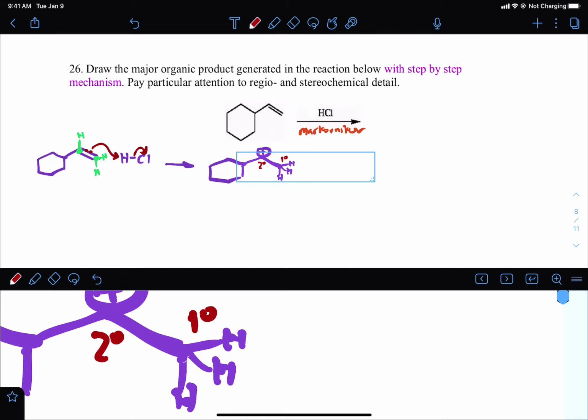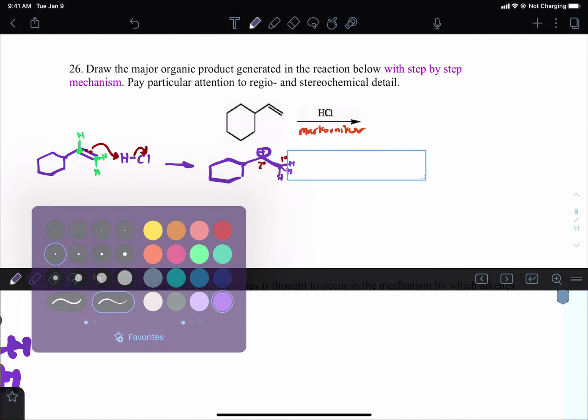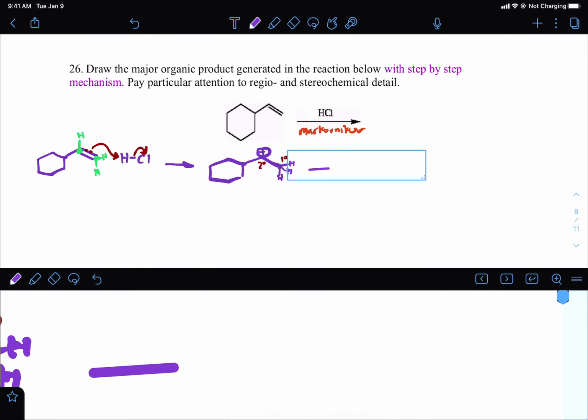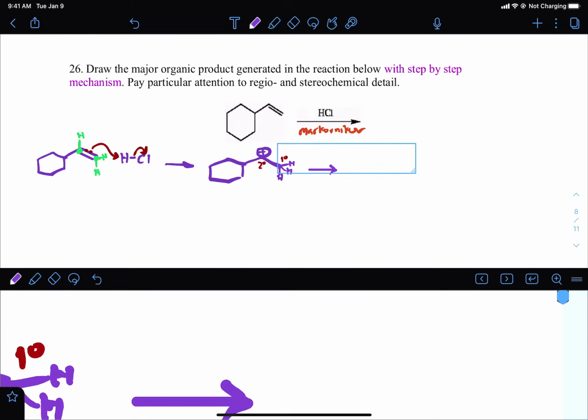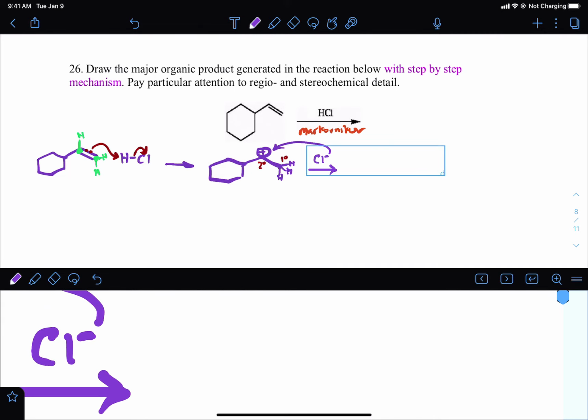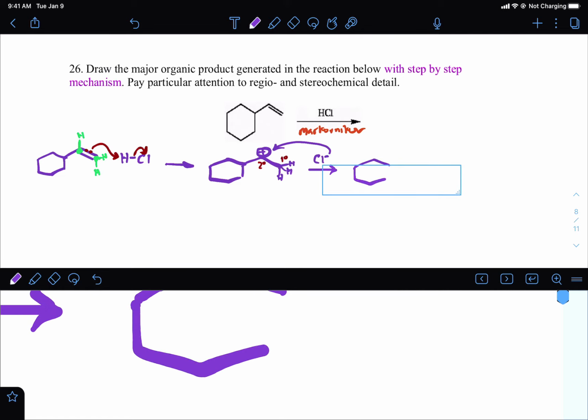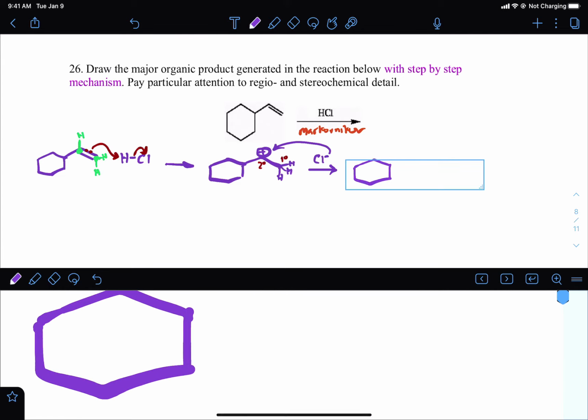Now, this is also why you learn mechanisms, because this problem is going to involve a deviation to our mechanism. Normally, under normal conditions, let's just remember how this would normally happen. Chloride would then simply come in and attack. And we would get this. We'd get what you might call the expected product.